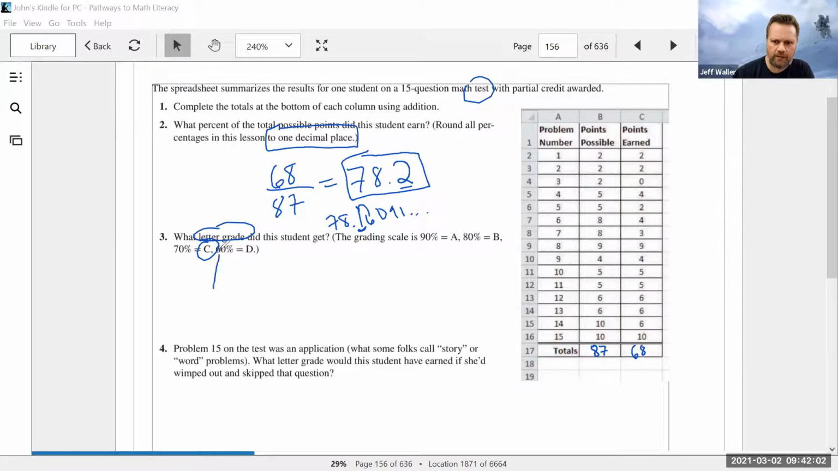So everybody cool with that? Obviously they got a C. If they were in my class, they would have gotten a C+. But actually for this class, you guys can only get pass, no pass, but that's okay.